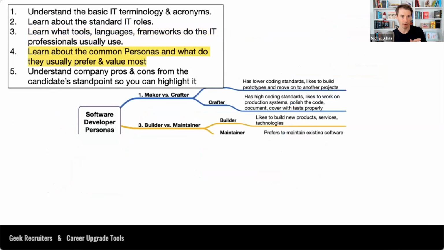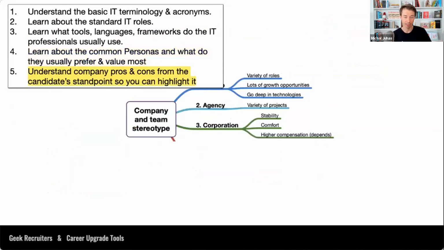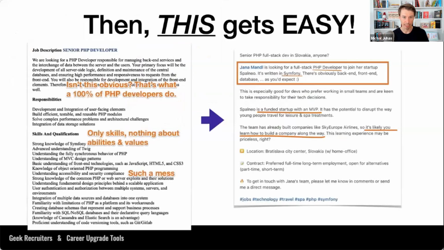Eventually, you would learn about the common personas, so makers, crafters, builders, maintainers. This is something that will help you match the IT professional with the company. The companies could be startup, agency, corporation, and all of these have some pros and cons for developers. So this is the key to success, as I mentioned. And eventually, this would get easy for you as well.